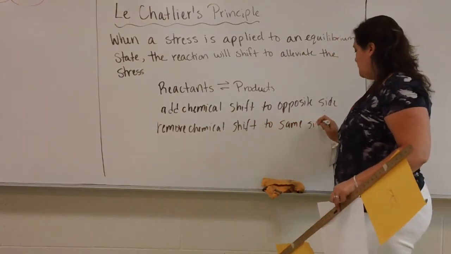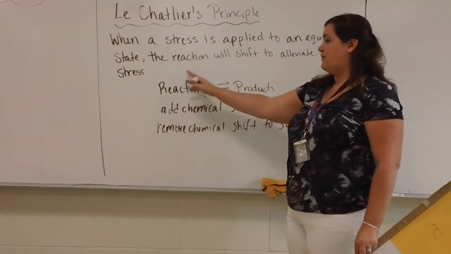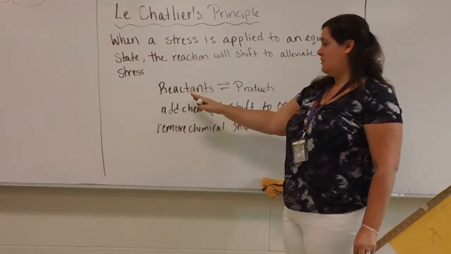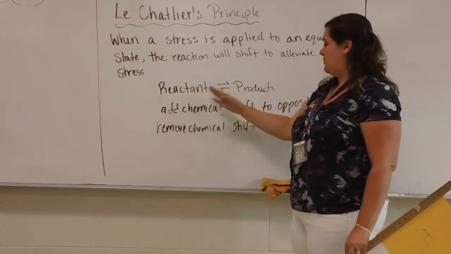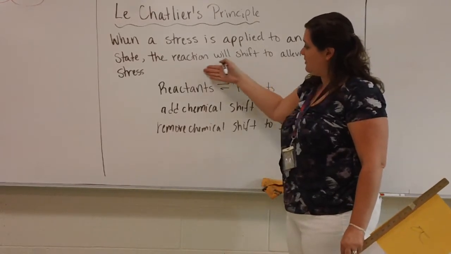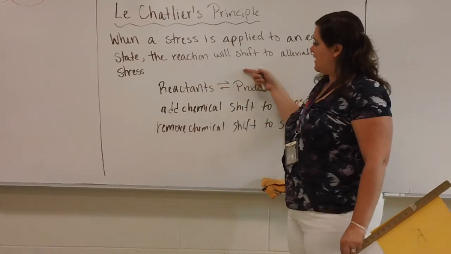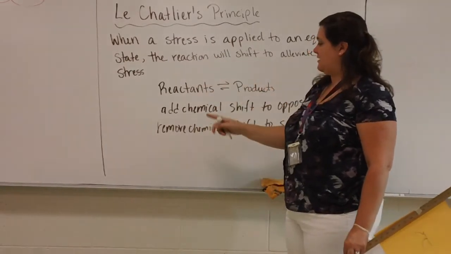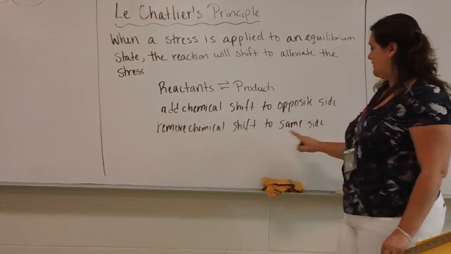Because what happens when you remove a chemical, say we remove some reactants, that reaction would then slow down because you had less concentration. And so in order to reestablish equilibrium, your products would be occurring at a faster rate, so you would end up with more reactants being formed, so the reaction's shifting to the left. So again, if you add a chemical, you shift to the opposite side. If you remove a chemical, you shift to the same side.